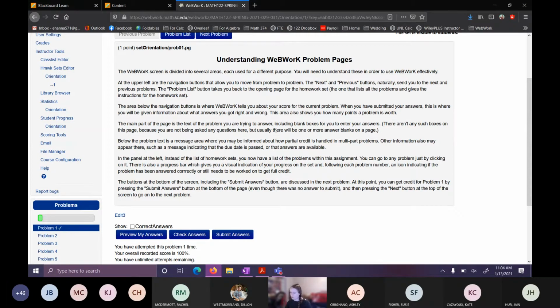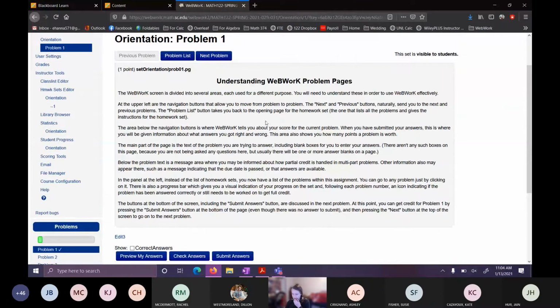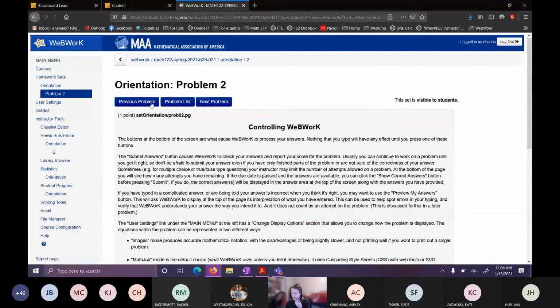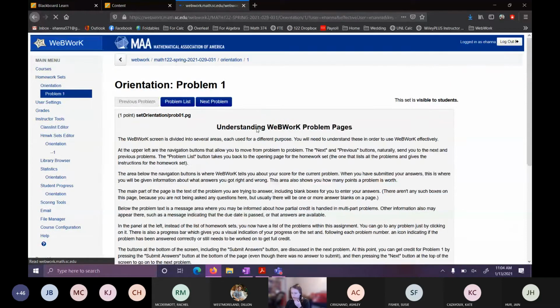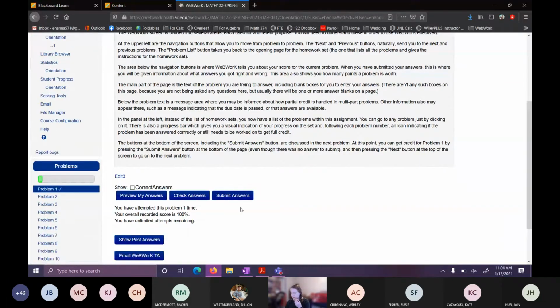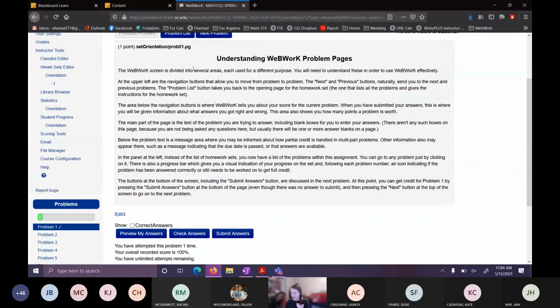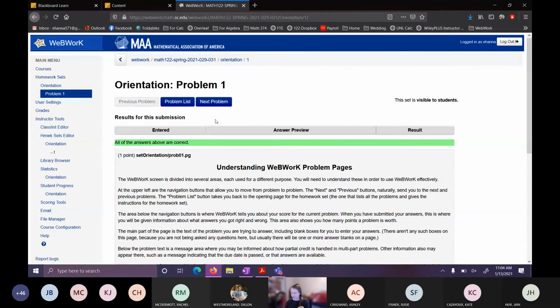So essentially the way WebWork works is you'll have to scroll through the problems at the top so you can go to the next problem and the previous problem. Just to make sure you know you have to hit this submit answer before it will mark it as correct and actually record your score. That's essentially what this first one tells you: if you don't hit submit answers, it's not going to mark it as right. But once you submit, it tells you at the top whether you're right or not.